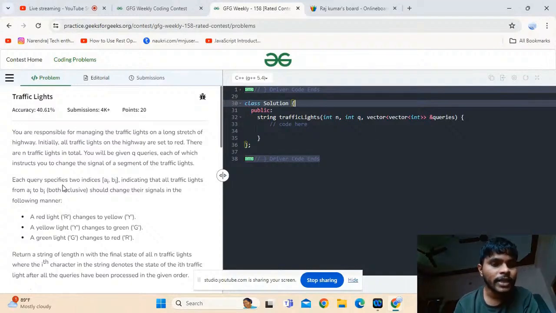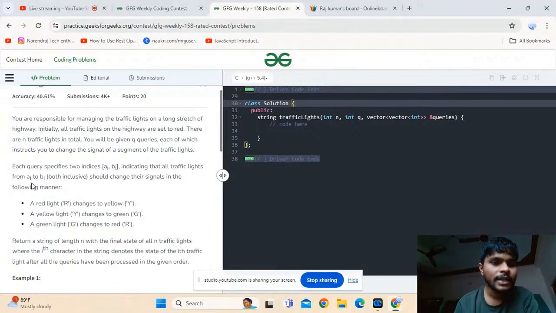Each query specifies two indices a[i], b[i], indicating that all the traffic lights from a[i] to b[i], both inclusive, should change their signals in the following manner. Observe: a red light R changes to yellow Y, a yellow light Y changes to green G, and a green light G changes to red R.